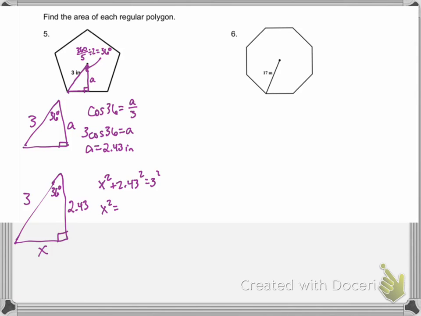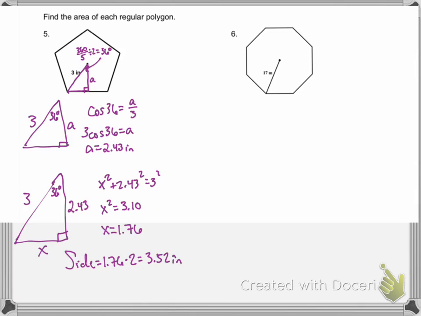We get the x squared by itself at roughly 3.10. And then the x value is 1.76. Remember, crucial step, we want the whole side, not this partial side. So we take this value, we double it. Once you get that x value, you're going to double it, and you'll get 3.52 inches.